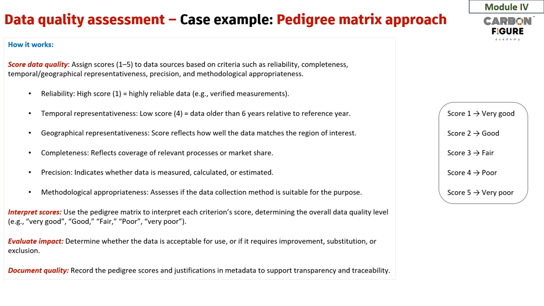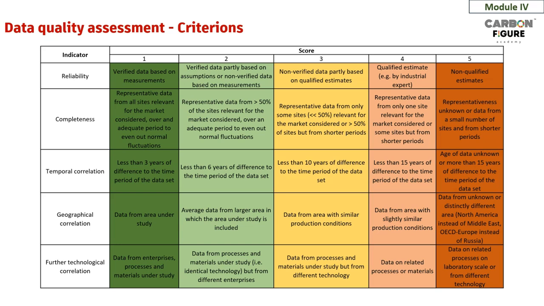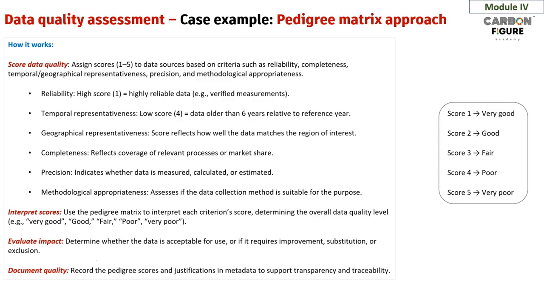So here is a simple example. This kind of table is normally called the pedigree matrix approach in case of data quality assessment. There may be a lot of other methods, but in the LCA context, even in the ecosystem of EPD development, this pedigree matrix approach is preferably followed, right? So how does it work? Score data quality.